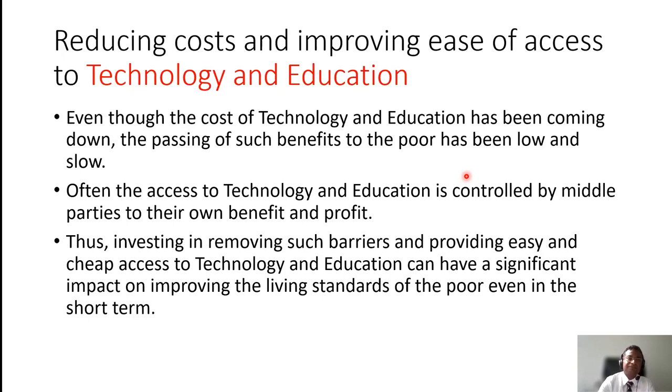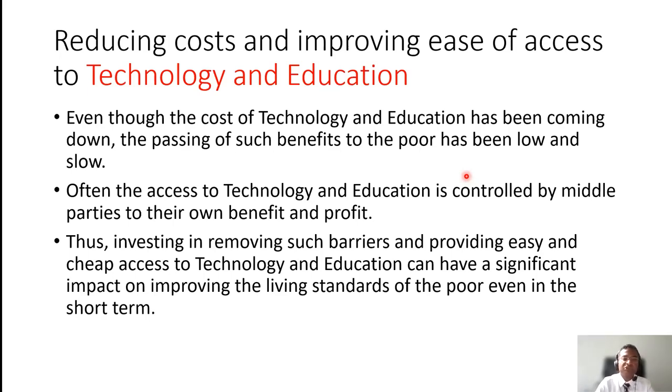If you look at reducing costs to improve access to technology and education, technological costs and education have been coming down. They have come down drastically, but still the passing on of the benefit to the poor has been very low and slow. And it's often controlled by middle parties for their own benefit and profit. A lot of technology costs have come down. Cost of education has come down. These were considered finite resources previously, but now they're not. A single university can, with technology, educate the whole world now. You don't need multiple institutions, multiple teachers, things like that.